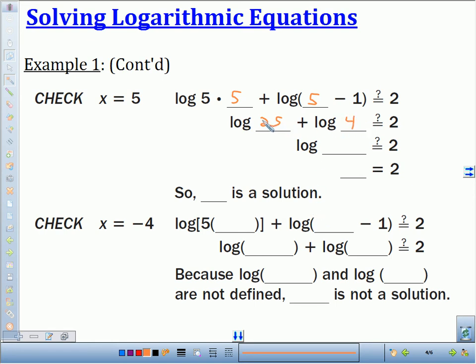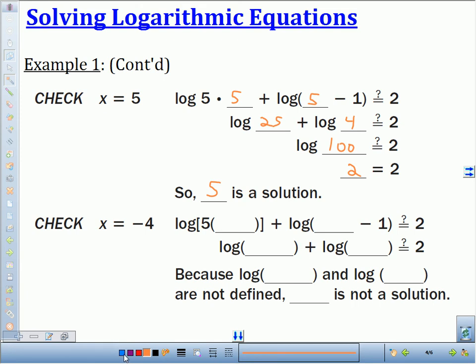Using the product property, this is the log of 25 times 4, which is the log of 100. And the log of 100 is 2, right? Log base 10 of 100. What power do I raise 10 to get 100? And that answer is 2. So 2 is a solution. It checks out. Or, it's not 2, it's 5. 5 is a solution. It checks out. When I plugged it in, I ended up with a true statement.